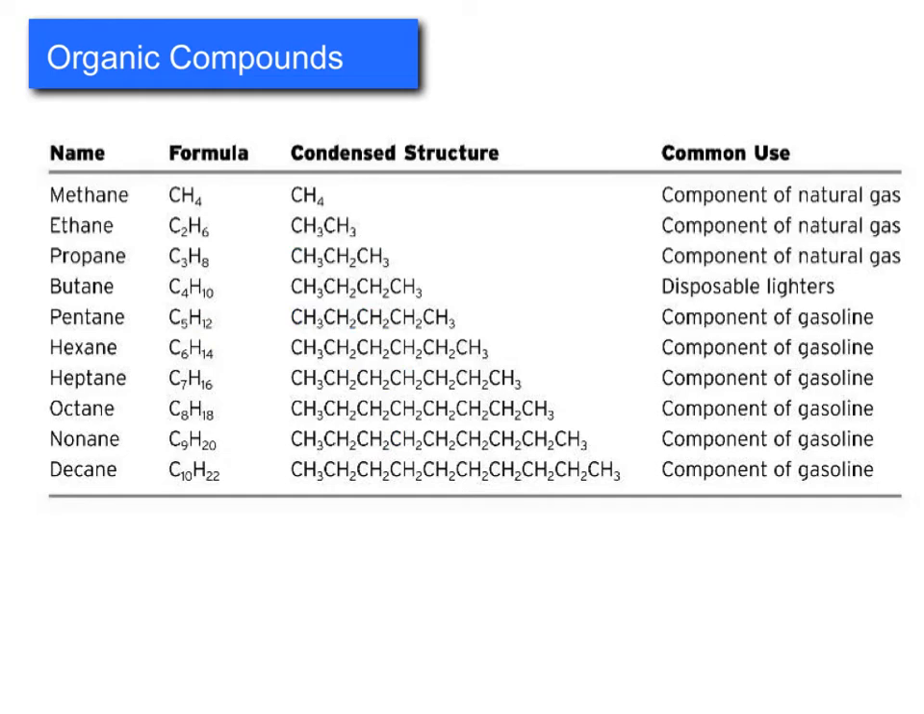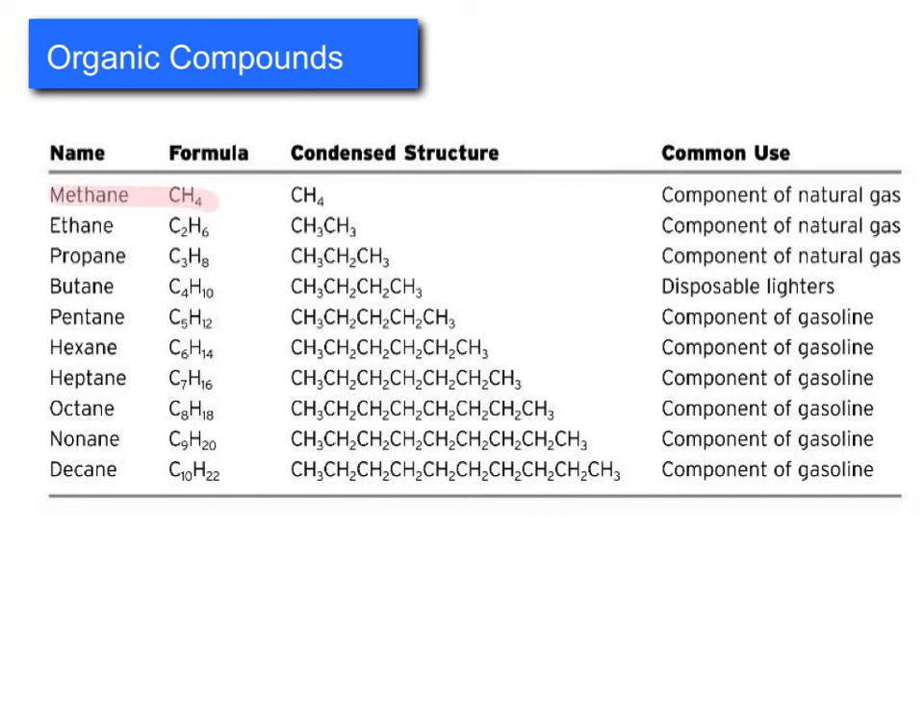So the ones that I've shown here have all single bonds. I know we haven't talked about double bonds or triple bonds yet, but these have all single bonds, and they're called alkanes. So alkanes are hydrocarbons that have all single bonds, okay? And they have a naming system for each of those depending on how many carbons are in the structure.